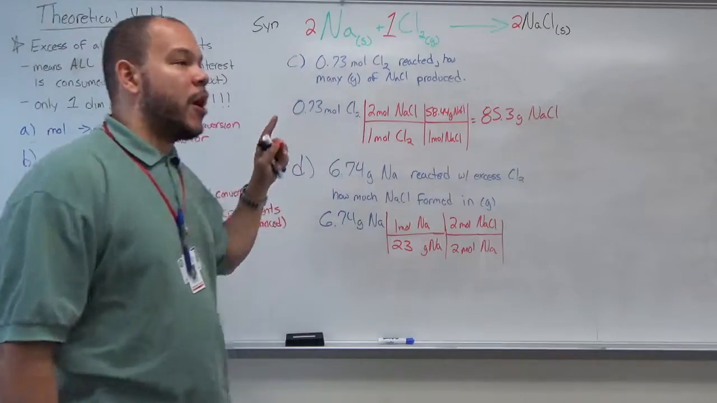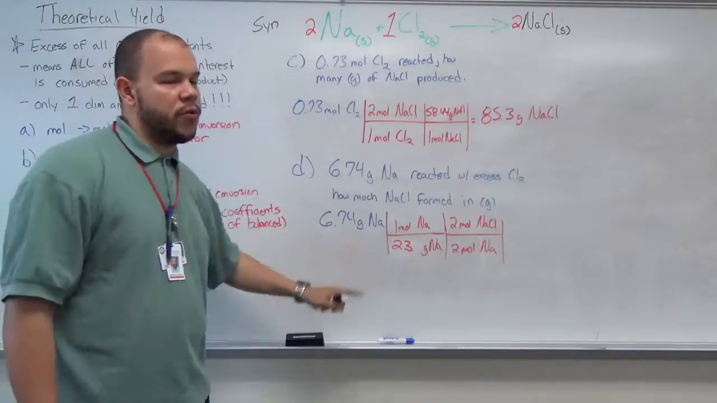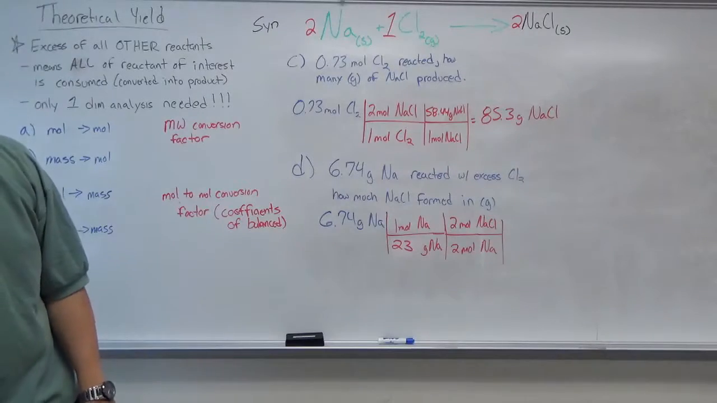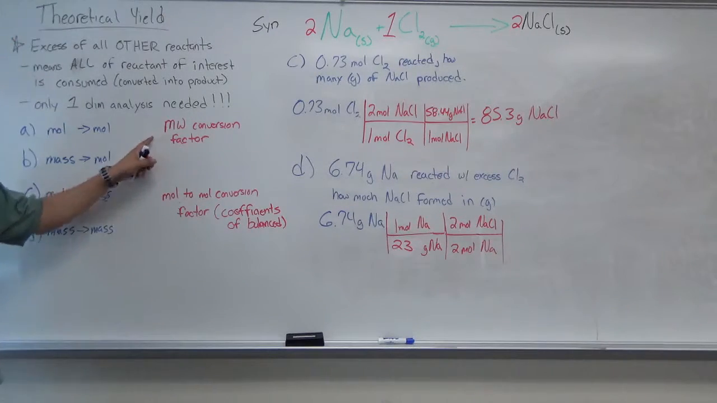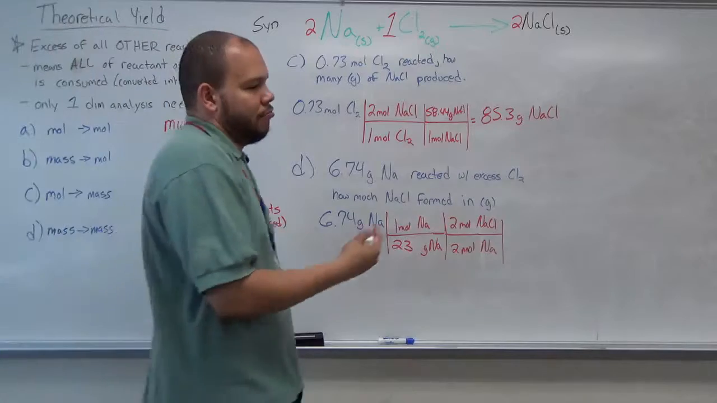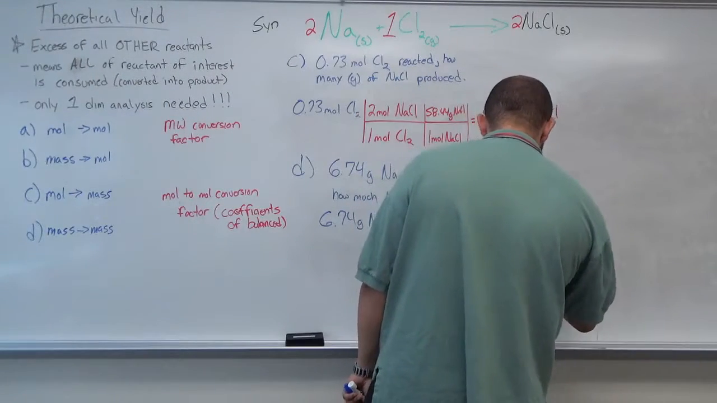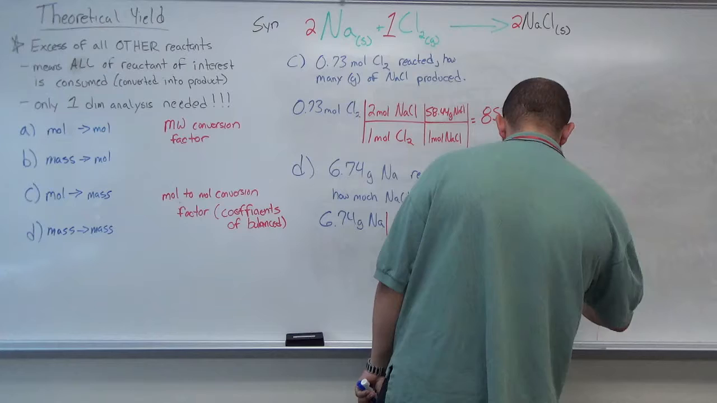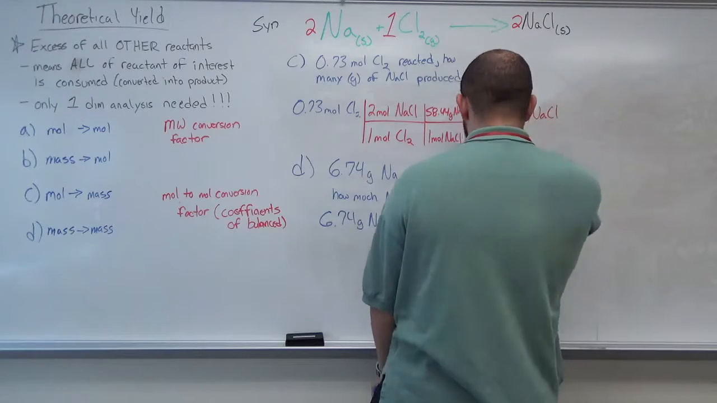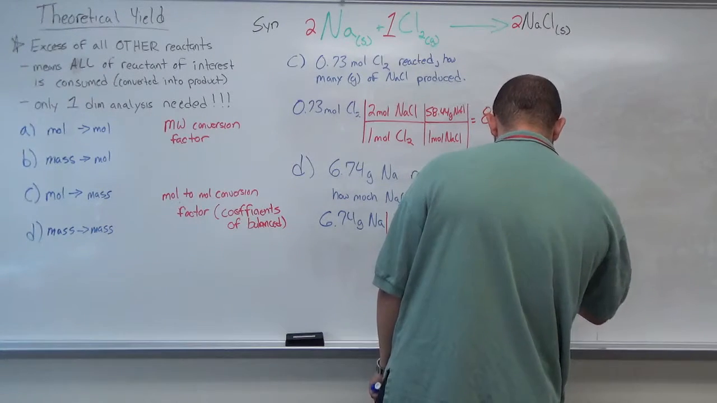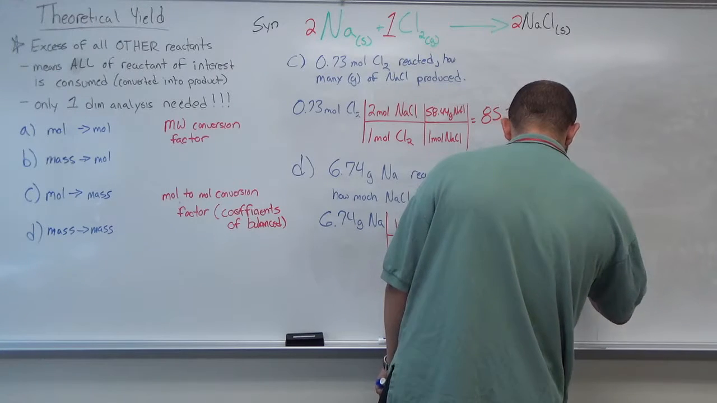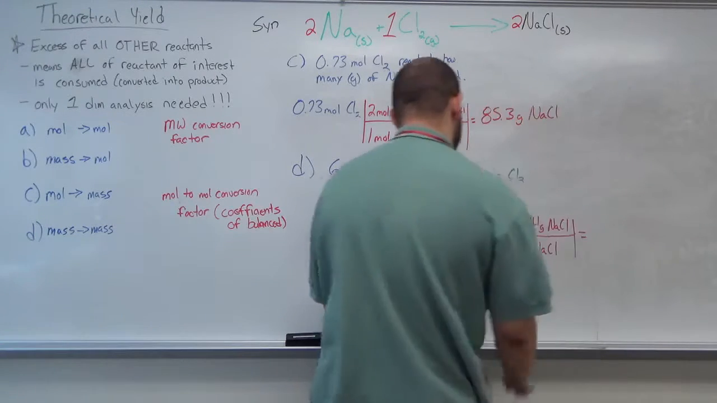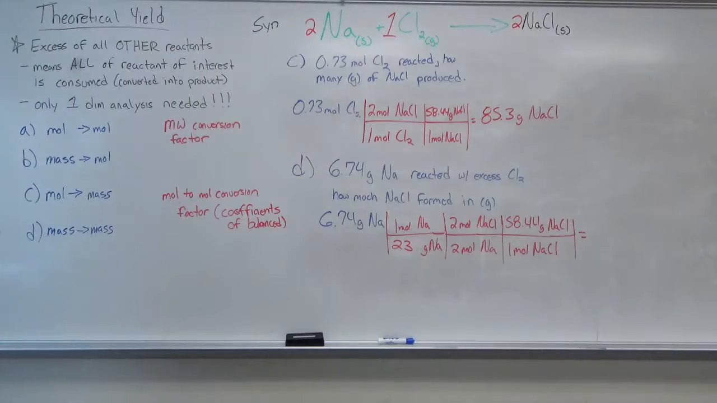We went from a 1-step problem to 2-step problems. Now we have a 3-step problem. It can still be done in the same dimensional analysis. We must use, once again, the molecular weight conversion factor to get us back to mass. There's only one way to get us back to mass. The molecular weight conversion factor says that 1 mole of sodium chloride is 58.44 grams of sodium chloride. And there is our dimensional analysis for a mass-to-mass theoretical yield problem for this synthesis reaction.